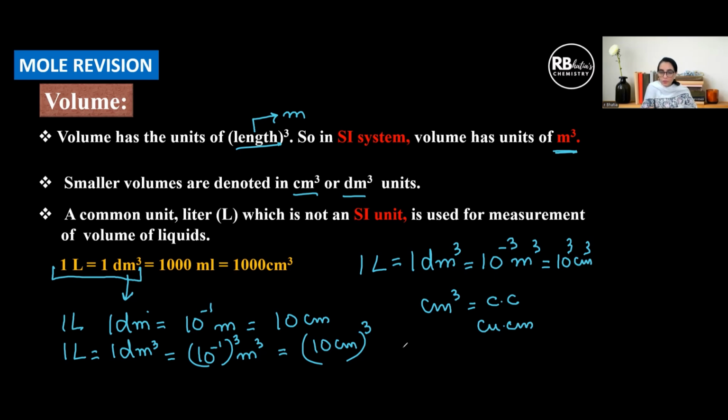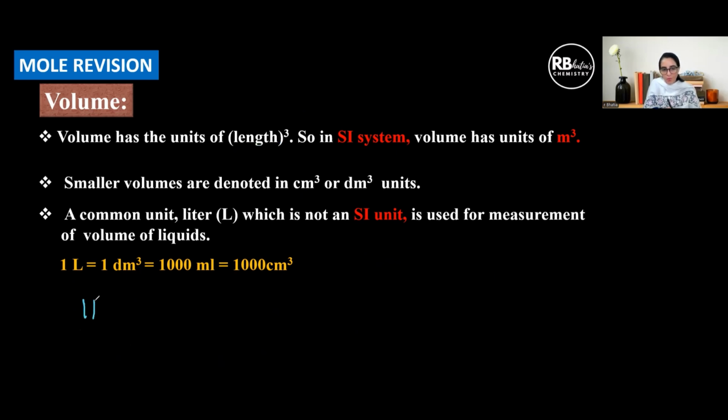Fine. And you also know 1 liter is equal to 10 to the power 3 milliliters because milli means 10 to the power minus 3. Hence, 1 milliliter is equal to 1 centimeter cube. Please revise and recall these. I summarize: 1 liter is 1 decimeter cube is equal to 1000 ml is equal to 1000 cc, which also means 1 milliliter is equal to 1 cc and 1 liter is equal to 1 decimeter cube.